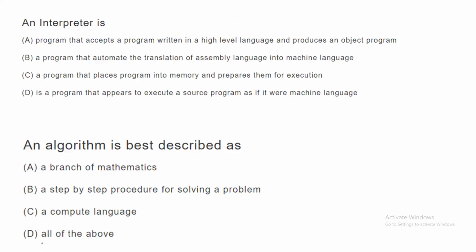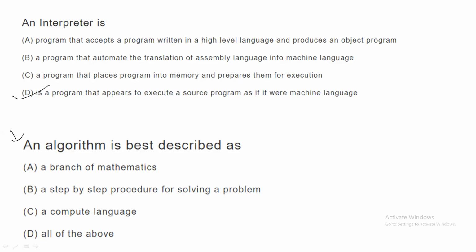The next question is: an interpreter is a program that accepts a program written in a high level language and produces an object program? No. A program that automates the translation of assembly language into machine language? A program that places programs into memory and prepares them for execution? Or a program that appears to execute a source program as if it were machine language? Yeah, so option number four will be the correct option here. An interpreter is a program that appears to execute a source program as if it were machine language. Let's move on to the next question.